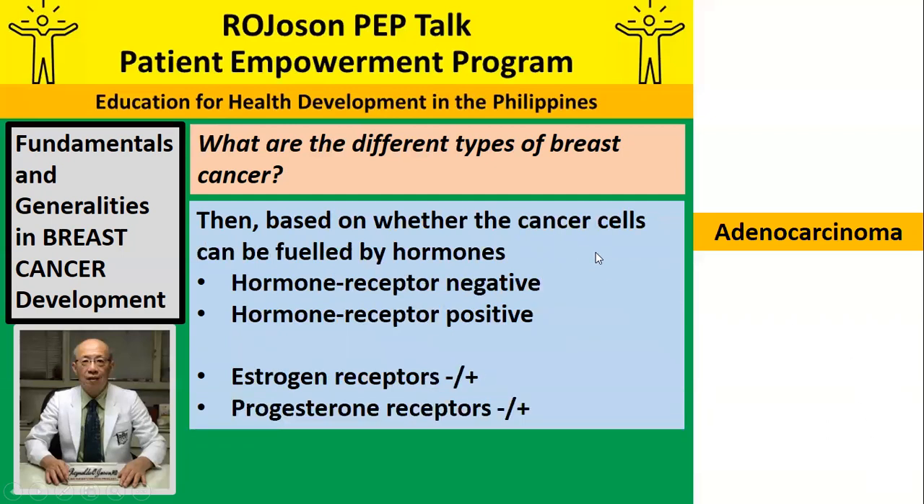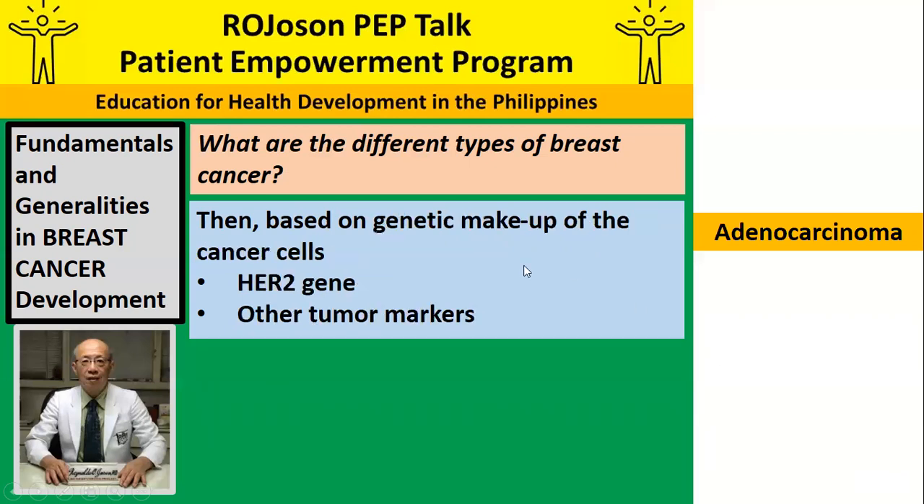Another classification is based on whether the cancer cells can be fueled by hormones. Examples of hormones would be the estrogen receptors and then the progesterone receptors. So either estrogen receptor positive or negative, or progesterone receptor positive or negative. Another way of classifying breast cancer is based on the genetic makeup of the cancer cells, HER2 gene, other tumor markers.